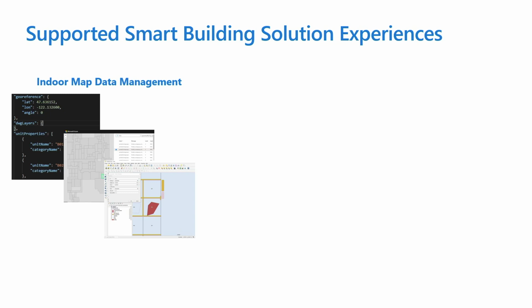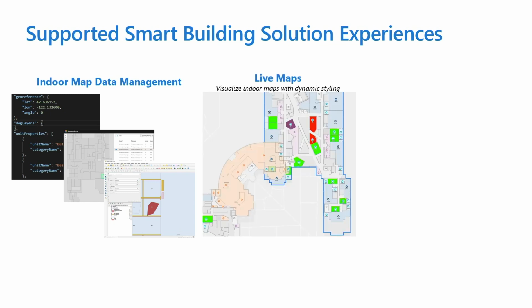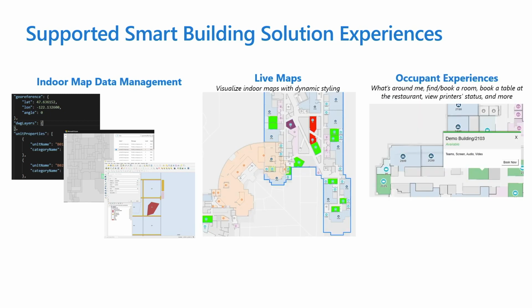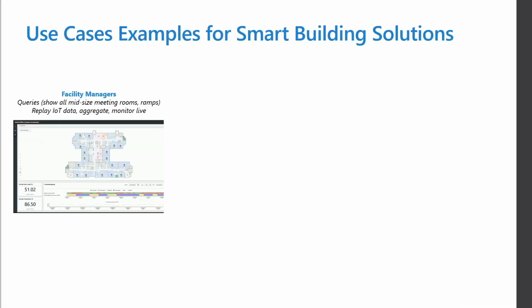You can have indoor map data management, live map visualization, and you can also get the occupant experience: to find a room, get who is assigned to each office, book a table in a restaurant, book a seat in an airplane, or book a seat in a movie theater. Here are other use cases for smart building solutions.